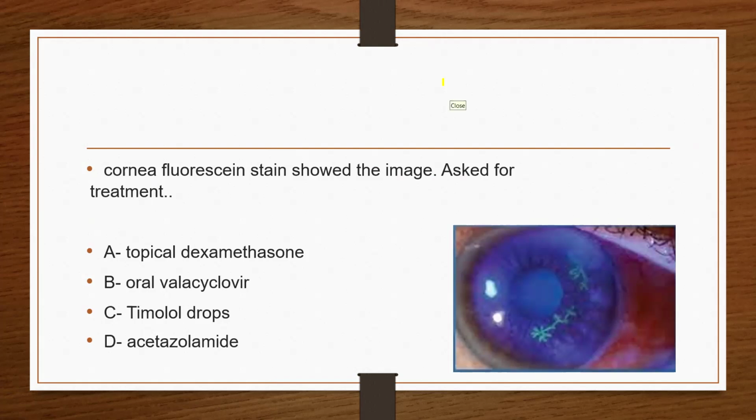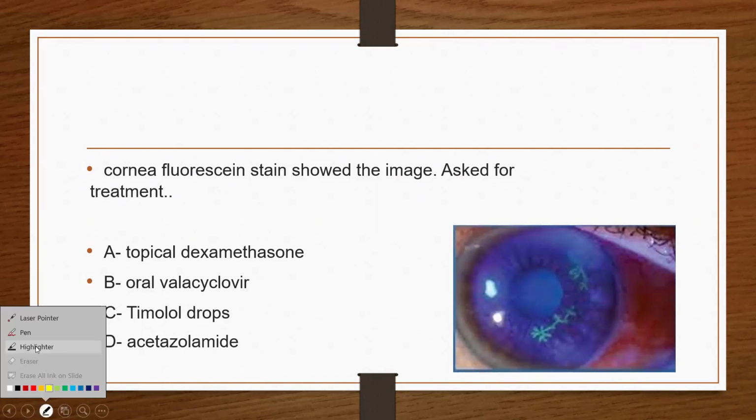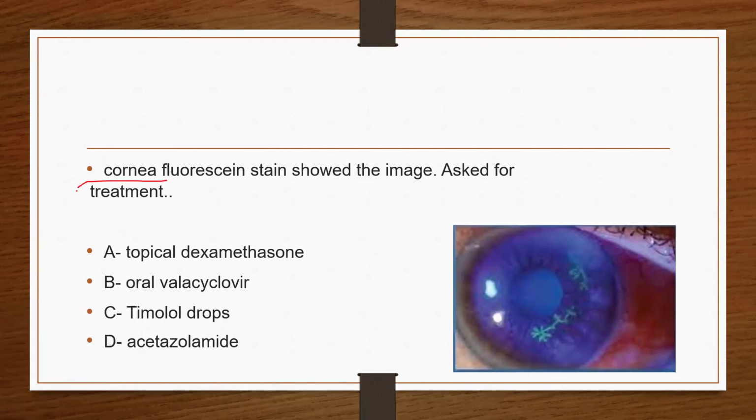What are you going to do here? Answer A, topical dexamethasone. Answer B, oral valacyclovir. Answer C, timolol drops. D, acetazolamide. Okay, again, a question where the treatment is asked without giving the diagnosis. See, they have asked for the treatment. So this is a two-step question for you all. You have to figure out the diagnosis and then the treatment.